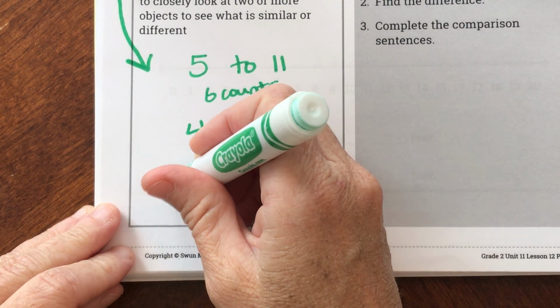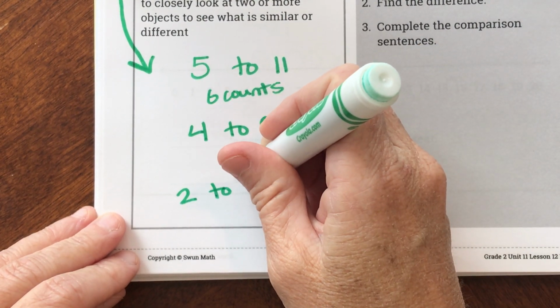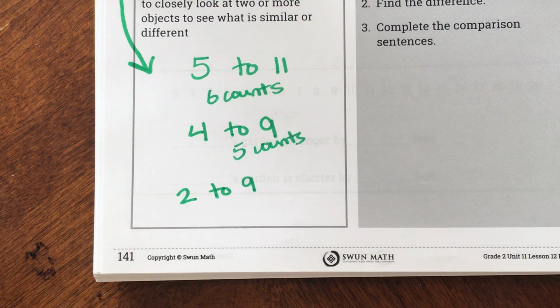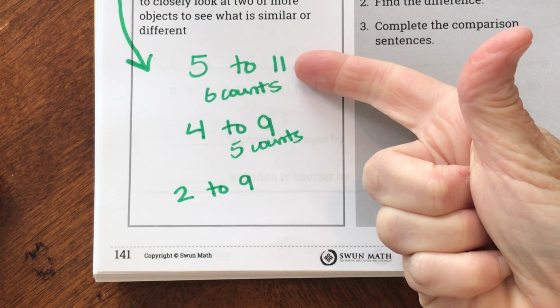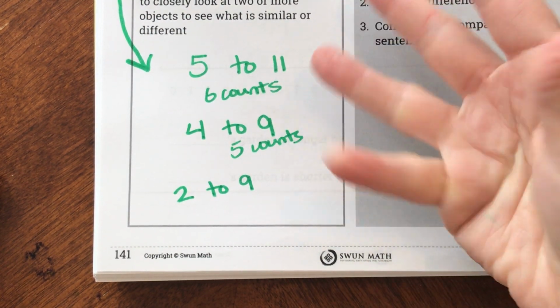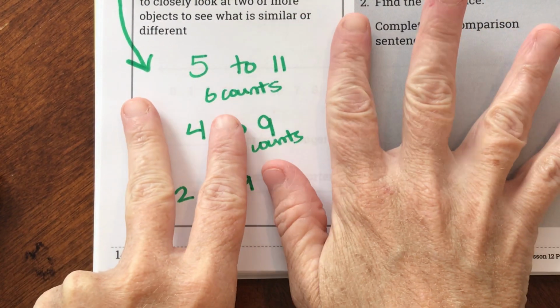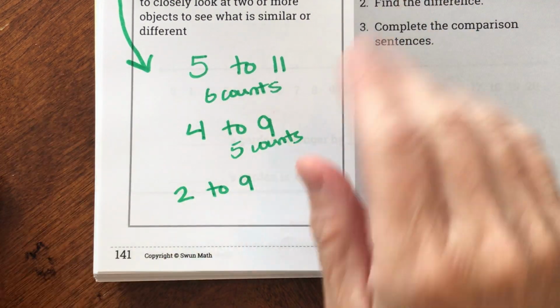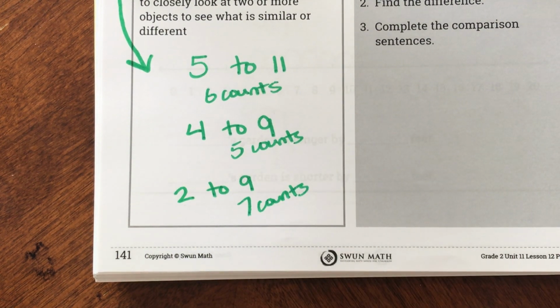What if I was going from 2 to 9? 2 to 9. Okay, so imagine my number line like yesterday. I'm already at 2, so my first count is going to be to 3. So ready? 3, 4, 5, 6, 7, 8, 9. So I counted on 7. Okay, so I had 7 counts. So I think that's a good strategy today, so we don't have to draw our number lines.